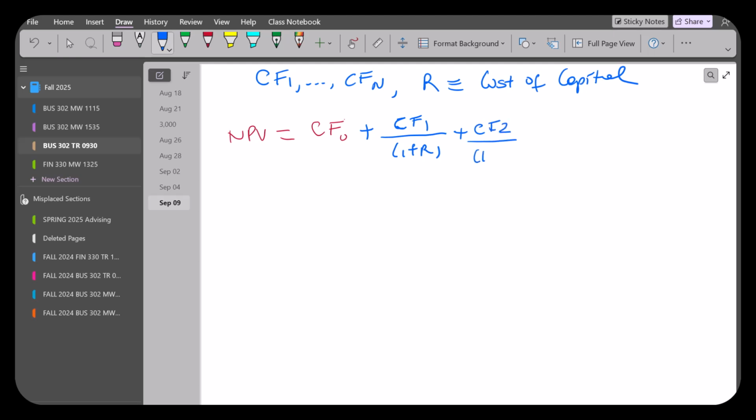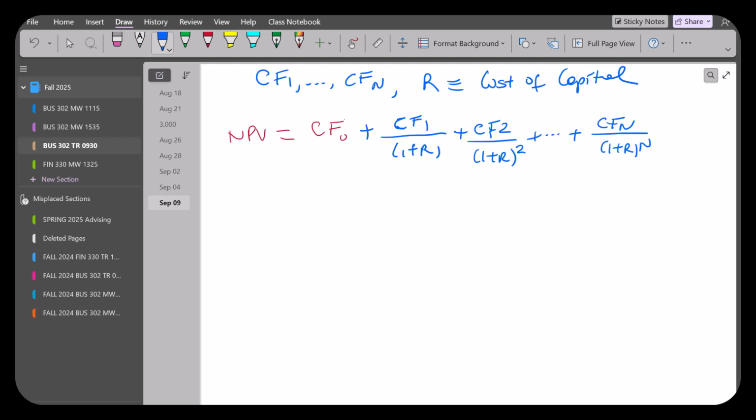I'm going to do the same thing to the cash flow in year two, but I'm going to discount that twice. Basically, discounting it once brings it to year one values, and doing it again brings it to year zero values. Of course, we're going to continue until we reach the last one. Simple enough.